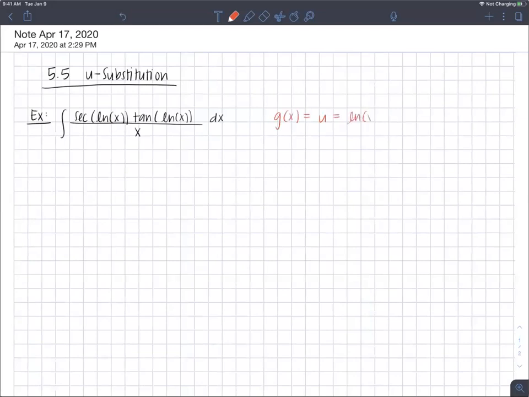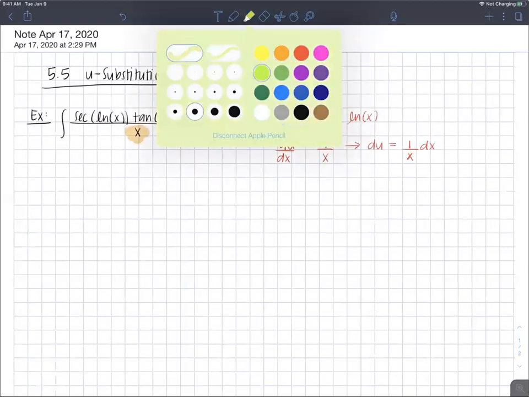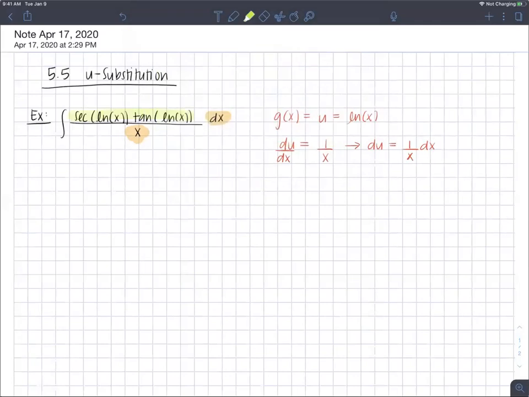And so here you have u is equal to ln of x, and then you find the derivative of u with respect to x, and that's going to give you 1 over x. But then you want to find what du is equal to, and so you get 1 over x dx. Then I can substitute this for du, and I can substitute this for secant u tangent u, right? And so here this is equal to the integral of secant of u times tangent of u, and then we're going to integrate that with respect to u.